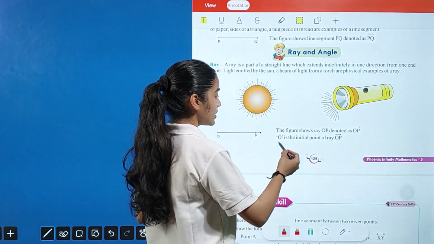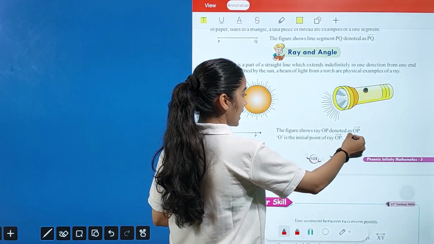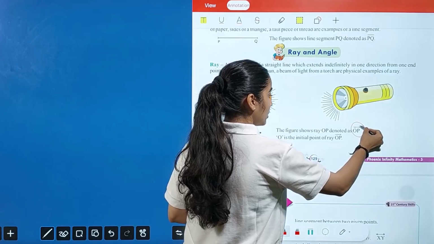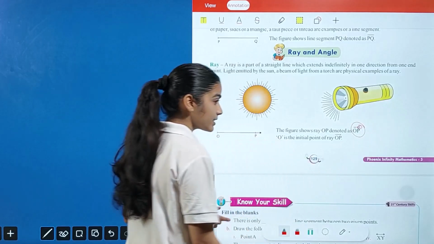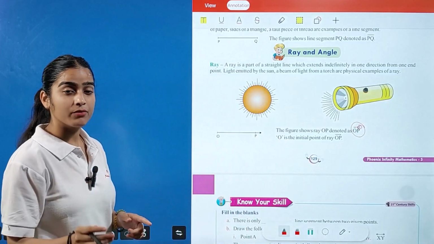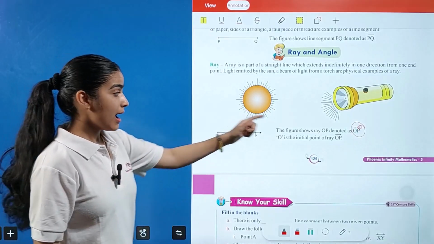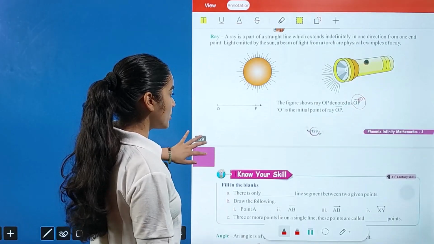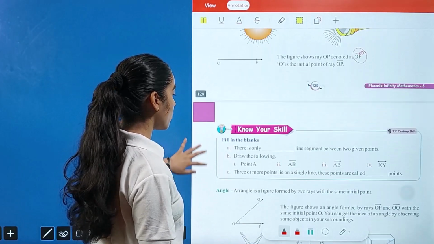The figure shows ray OP, denoted like this. How can we represent our ray? A straight line with an arrow on a single side. In a line segment, we have no arrow. In a line, we have arrows on both sides. And in a ray, we have an arrow on one side only. So O is the initial point of ray OP.